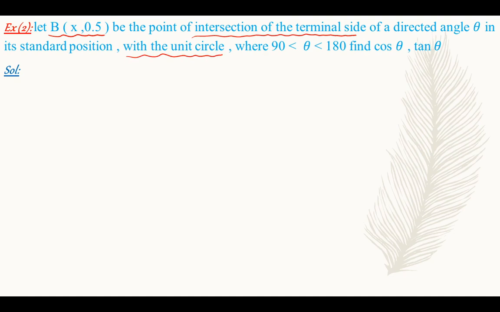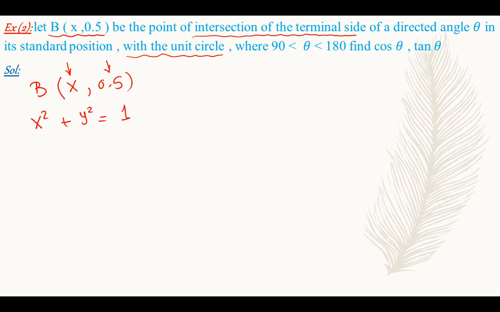So if this point is the point of intersection with the unit circle, we are going to write B equals x and 0.5. Here x is the cosine, and we are going to replace x by cosine theta and y by sine theta. So by using the rule, x power of 2 plus y power of 2 equals 1, which is the point of intersection of the unit circle with the x-axis and y-axis.